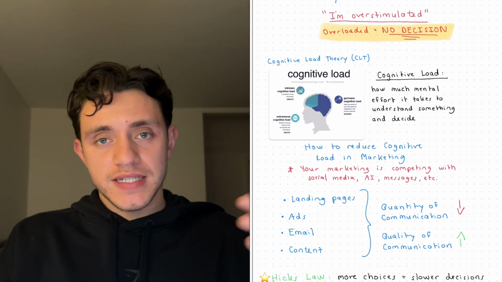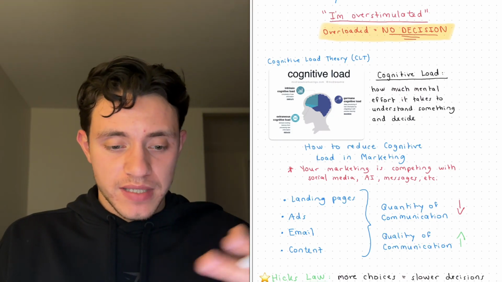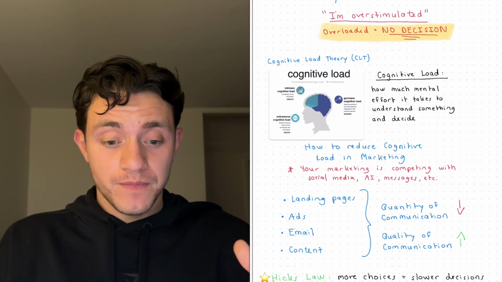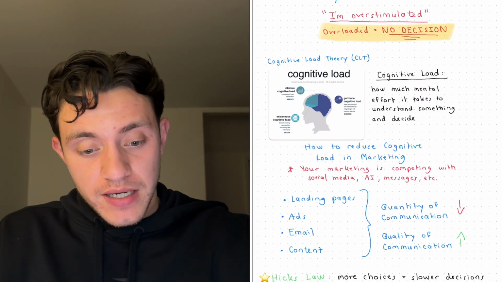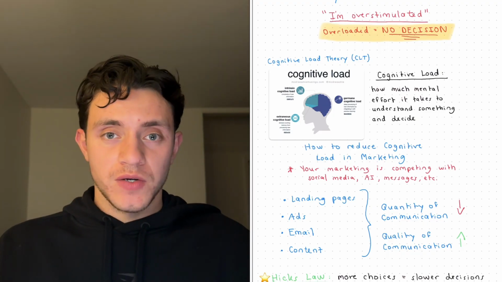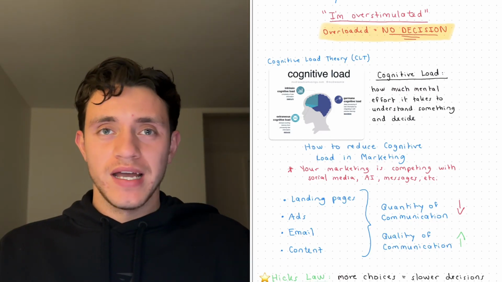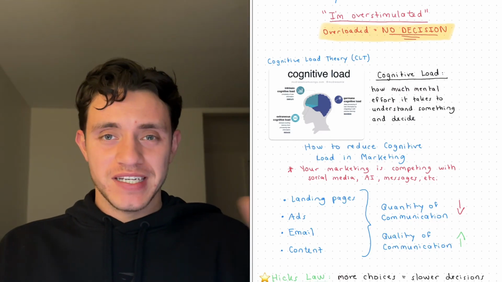So you've probably heard the phrase, I'm overstimulated, I'm overwhelmed. This just means that somebody is overloaded cognitively, which means they're not in a decision making mood. They're probably just emptied out. Like I use the phrase, my brain is just fried. Like I just can't anymore. I just want to doom scroll on TikTok all day, like the rest of the day.